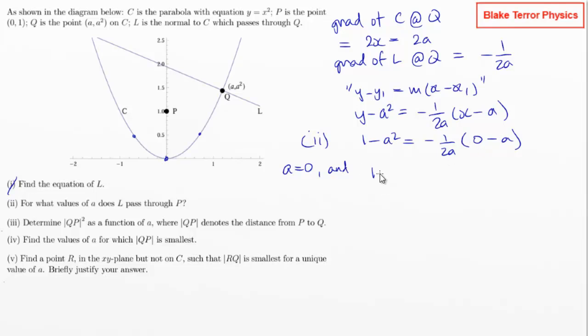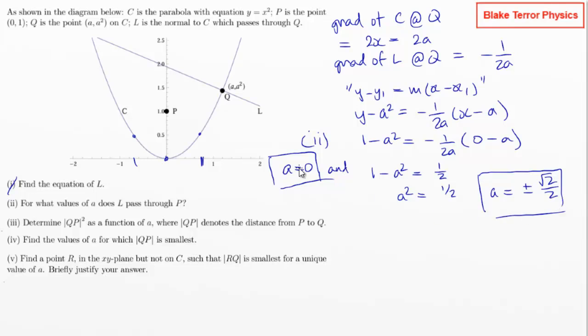We can say, and 1 minus a squared is equal to a half. So a squared is equal to a half. So we've got a is equal to plus or minus root 2 over 2. Which fits with the things I've marked on here on the picture. So that's quite good. So we've got 3 solutions. a is 0, and then a is plus or minus root 2 over 2, or 1 over root 2, whichever way you want to put it.